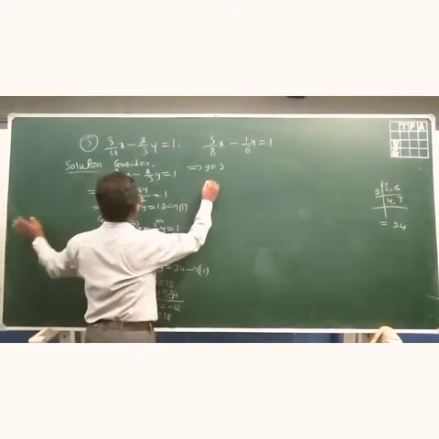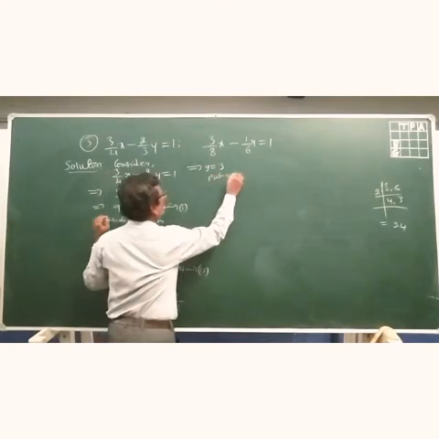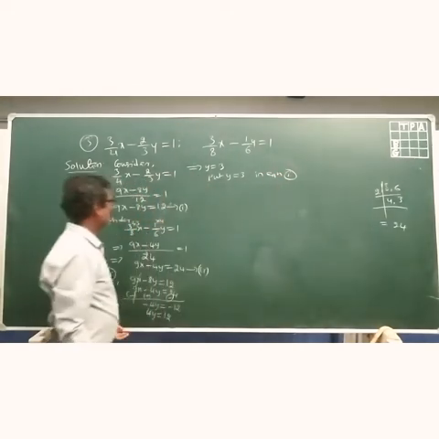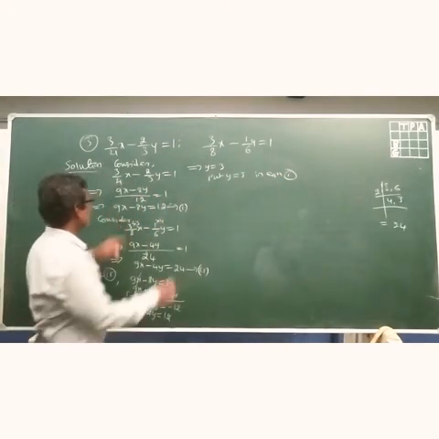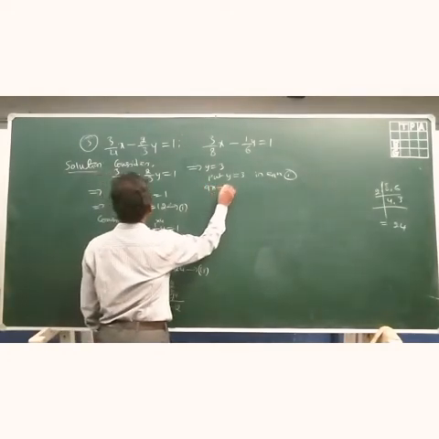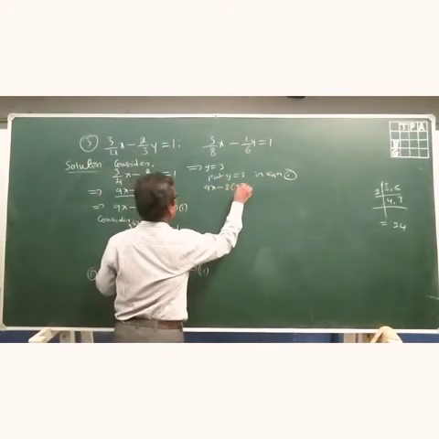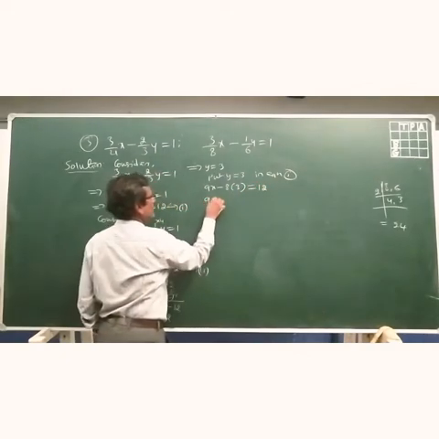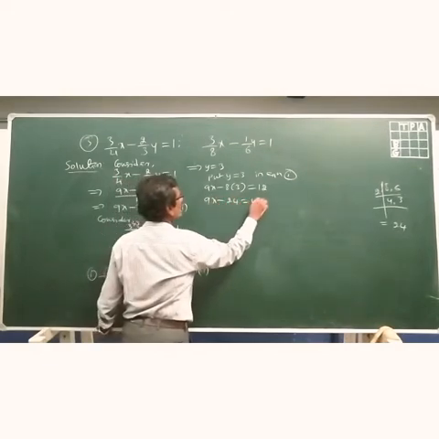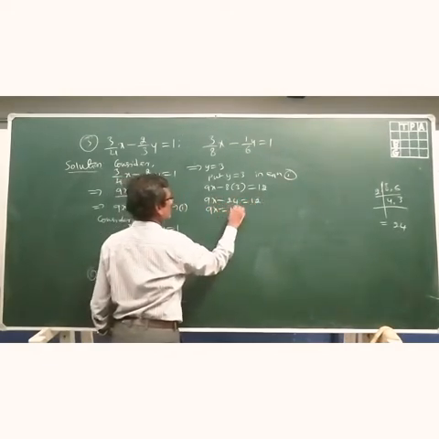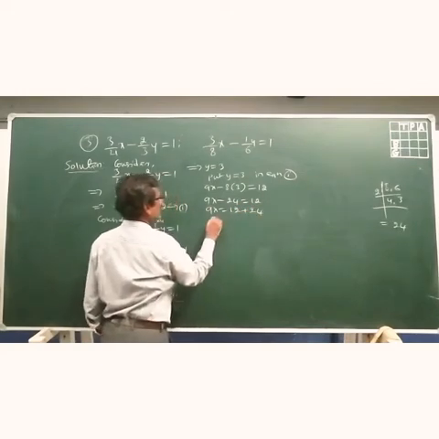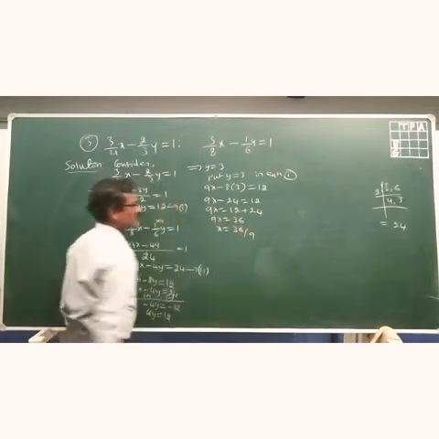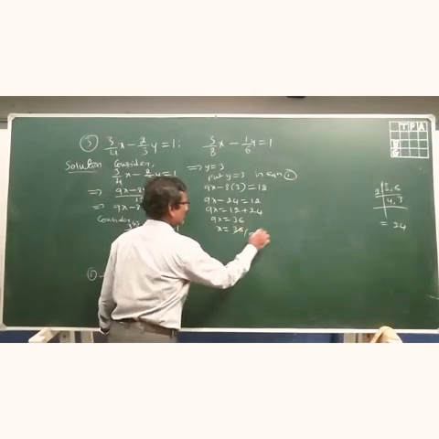Put y is equal to 3 in either one of the equations. In equation 1 I will put y is equal to 3 to get the value of x. So 9x minus 8y, the y value is 3, is equal to 12. 9x, 8 3s are 24, is equal to 12. 9x is equal to 12 plus 24, that is 9x is equal to 36. x is equal to 36 by 9. 9 goes to the denominator: 9 one time, 9 4 times.